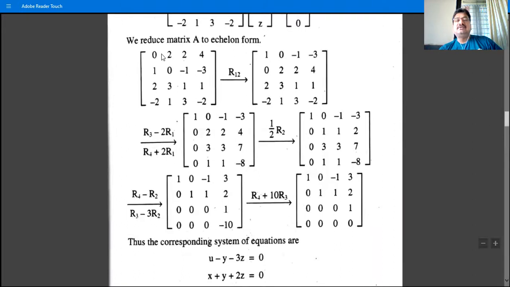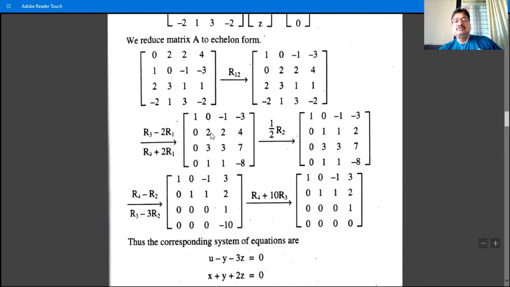So we have to reduce this first 0 to 1, so R12 is the operation. Then we have 1. Then we have to reduce this 3 element to 0. So R2 minus 2 R1, and R4 plus 2 R1. So we have this matrix.